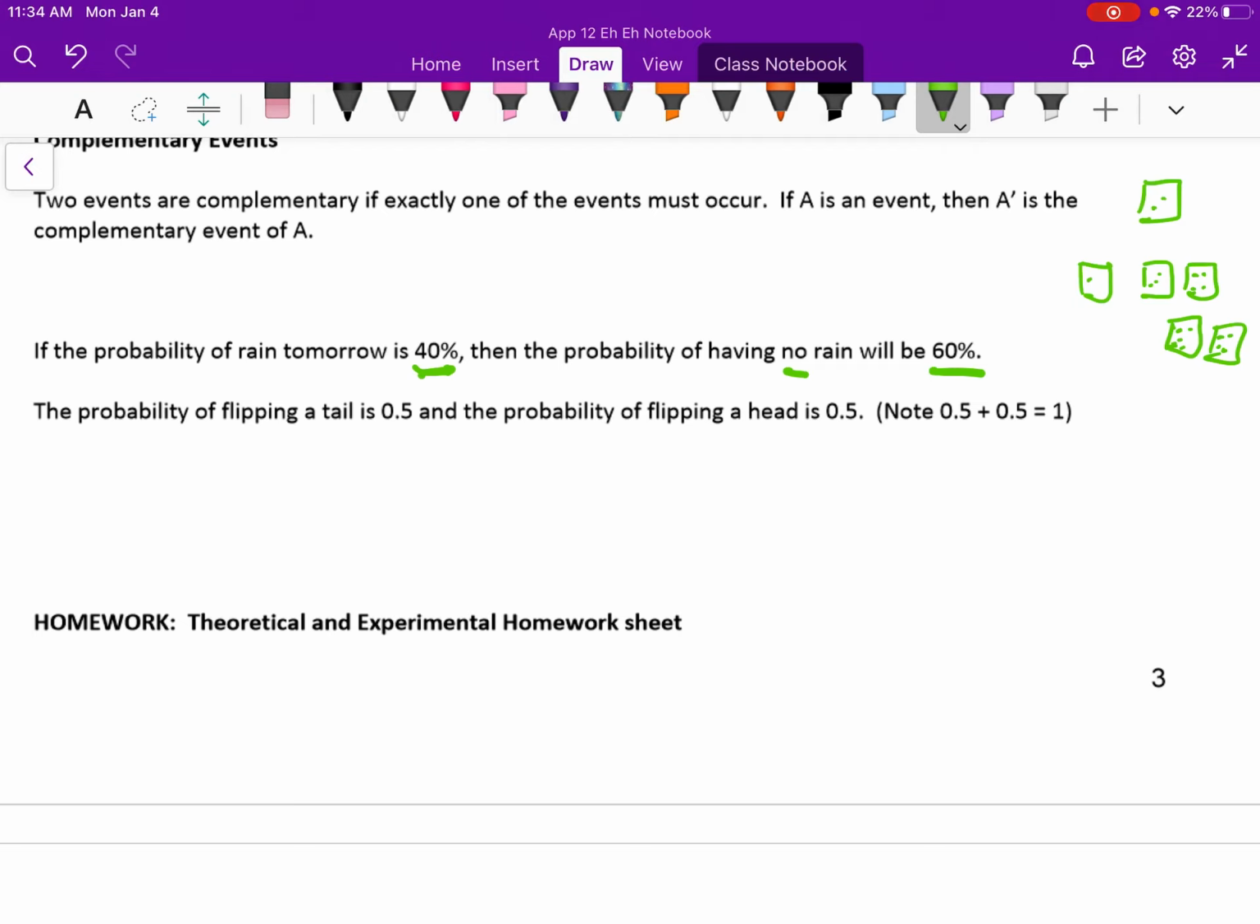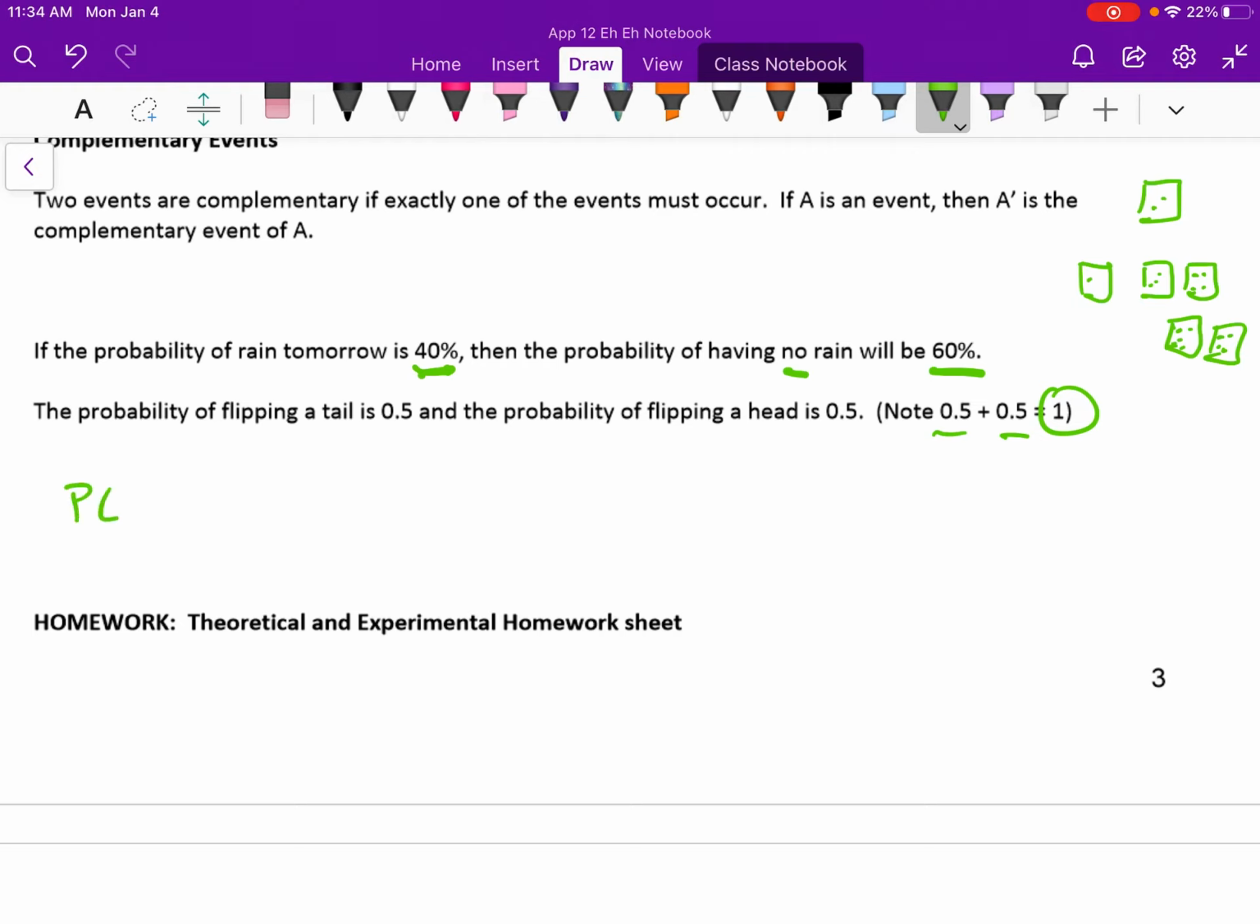The probability of flipping a tail is 0.5, and the probability of flipping a head is 0.5. And if you notice, if you add those 2 together, they add up to 1. Anyways, that's complementary things.